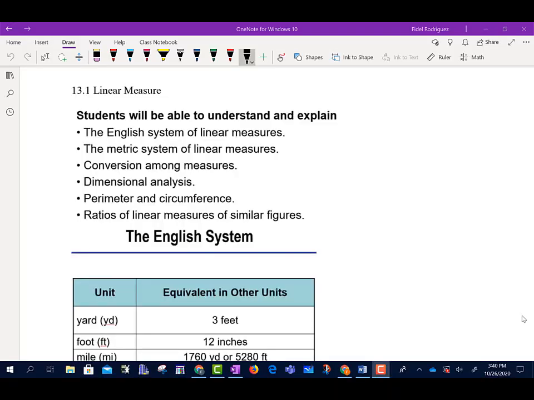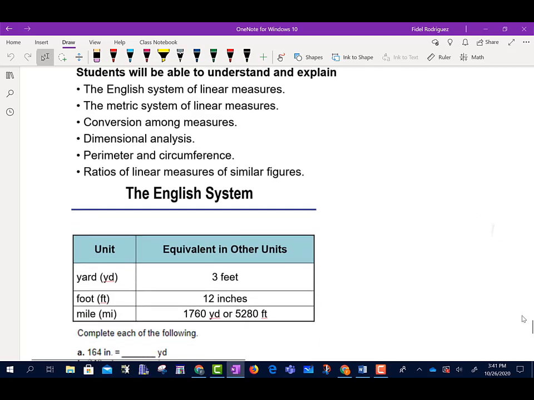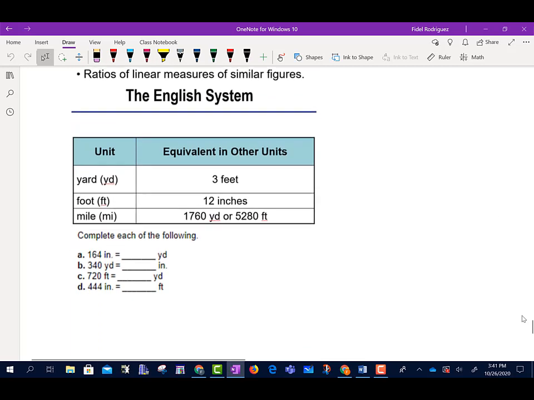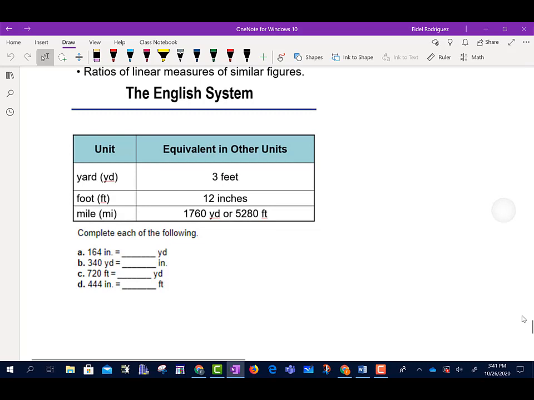Section 13.1 talks about linear measure. In this section, students will be able to understand and explain the English system of linear measures, the metric system of linear measures, conversion among measures, something called dimensional analysis, perimeter and circumference, and ratios of linear measures of similar figures.